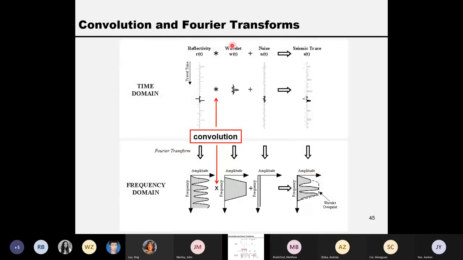Now, let me show you this diagram before we have a break. In the time domain, you have a reflectivity series. If we recall that model I showed you, you have different layers and different travel times because of different velocity layers, so you have a time series. And you convolve, using this star as the convolution operator, with a wavelet. Ideally the wavelet is symmetrical, which is zero phase. If convolved, but also with some background noise added, this one equals this one, right?